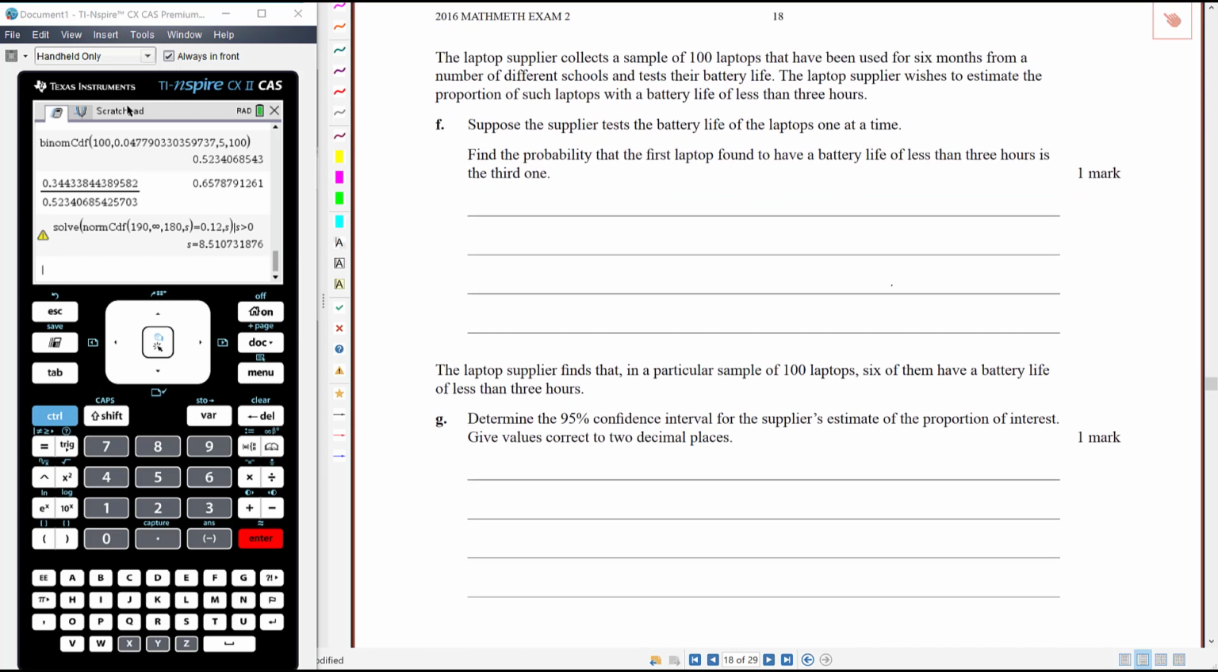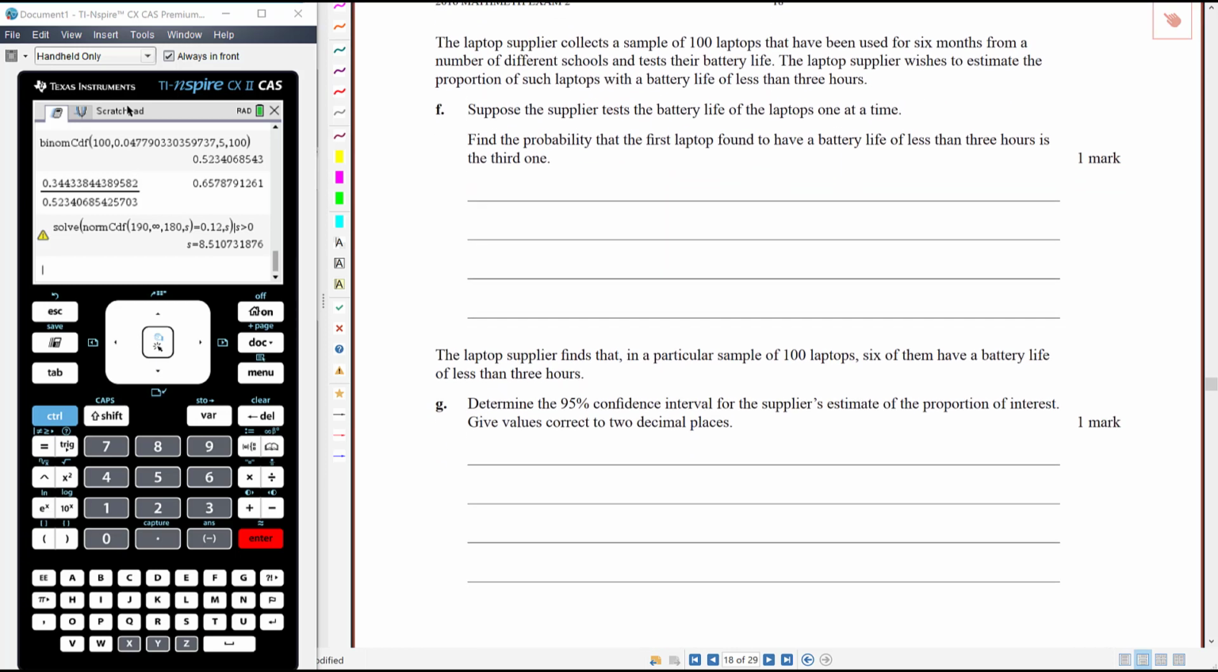Okay, the laptop supplier collects a sample of 100 laptops that have been used for 6 months from a number of different schools and tests their battery life. The laptop supplier wishes to estimate the proportion of such laptops with a battery life of less than 3 hours.